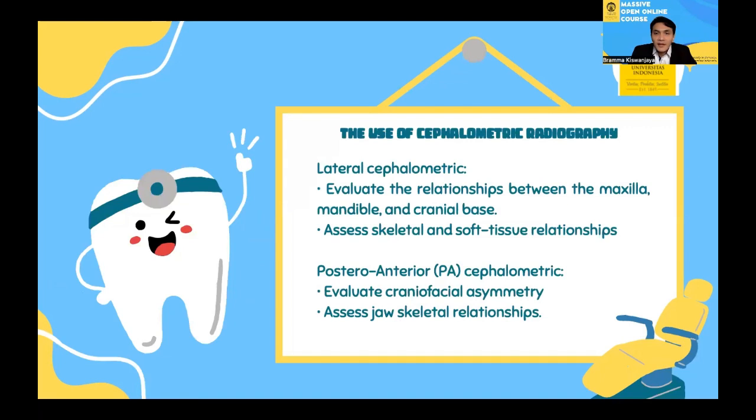The use of lateral cephalometry is to evaluate the relationship between the maxilla, mandible, and cranial face, and to assess skeletal and soft tissue relationship. Meanwhile, the posterior-anterior cephalometry is used to evaluate craniofacial asymmetry and to assess jaw-skeletal relationship.